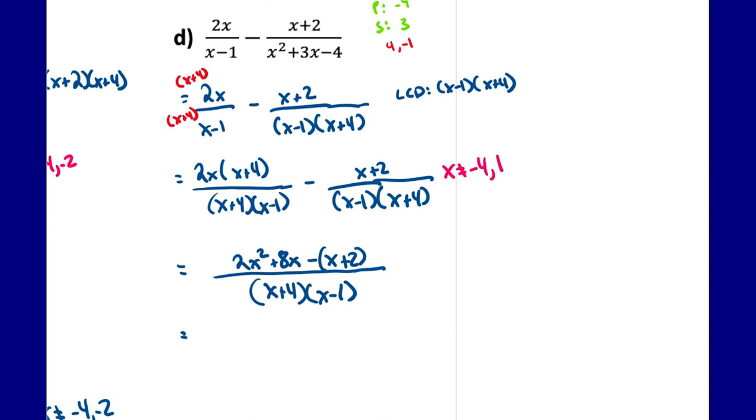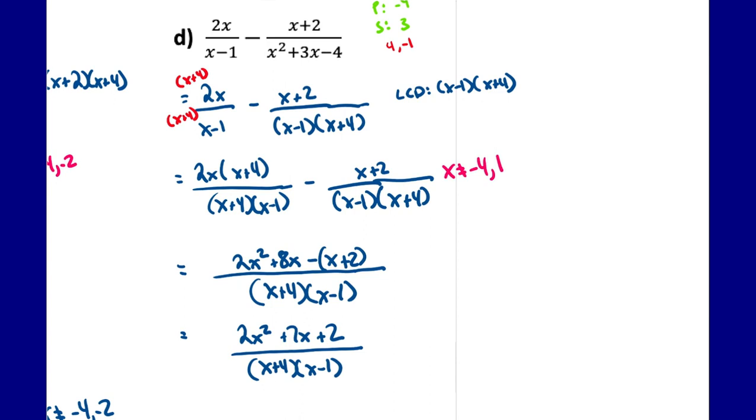When we're subtracting polynomials, we subtract everything in the bracket. So it's not just minus x, it's minus x and the plus 2. So we have to subtract 2 as well. This would give us 2x squared plus 8x minus x, so plus 7x plus 2, divided by x plus 4, x minus 1.